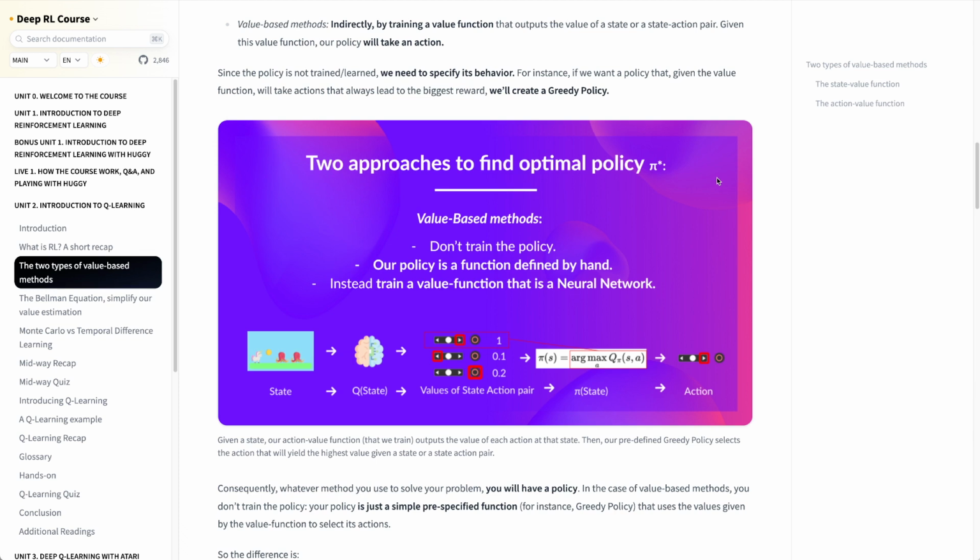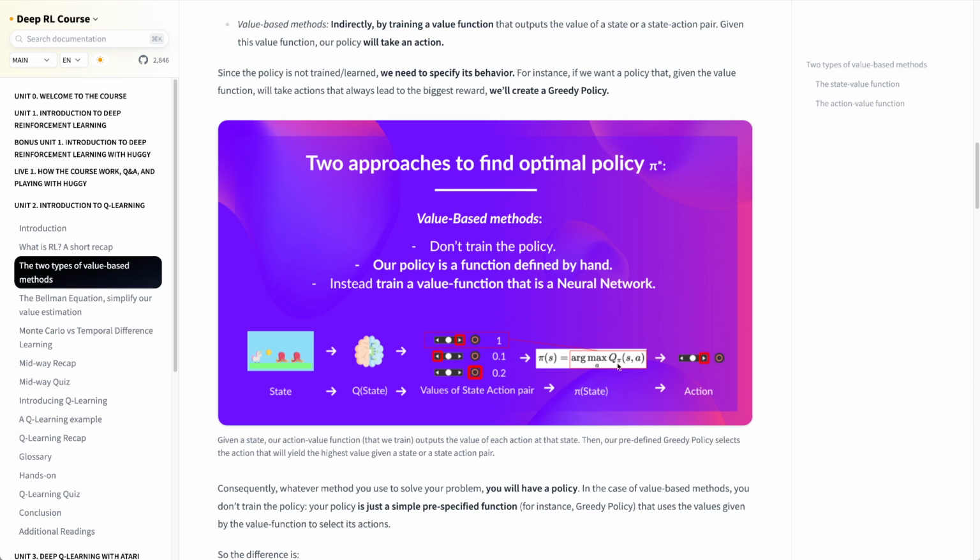Value-based methods don't train the policy. A policy is a function defined by hand. Instead, we train a value function that is a neural network. So, given a state, we have this Q function. It was a table before in one of the diagrams, and then it creates the values for these state-action pairs, and then we have this policy that we define by hand, and it returns an action, right?